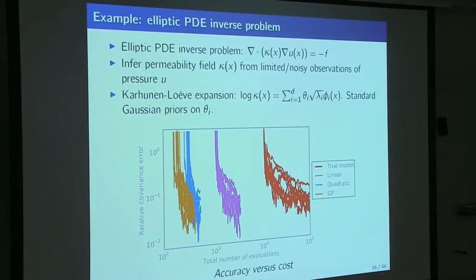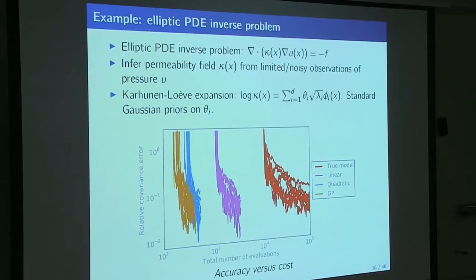So you can see actually all chains basically give you about the same error, but the full model gives you the same thing at much higher cost versus linear, quadratic, and then Gaussian process. So you can get roughly the same relative error with a couple orders of magnitude less cost.